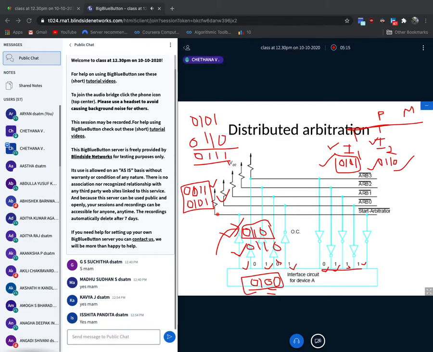I will give you a hint now. Please do the OR operation between these two devices. After doing the OR operation, what result will you get? Please type your answers here.